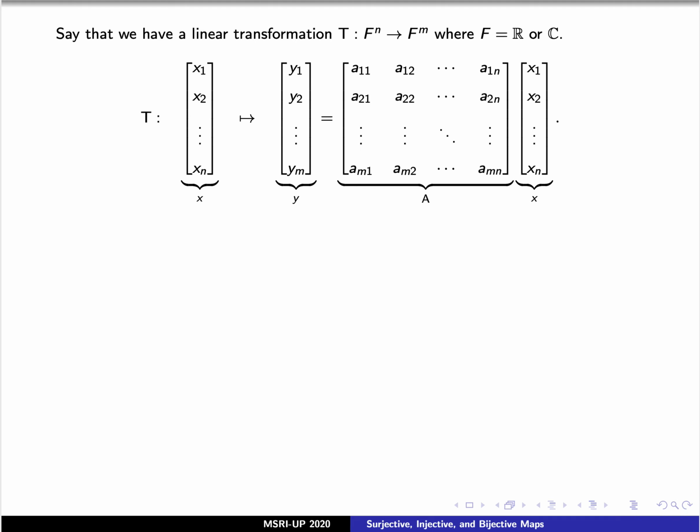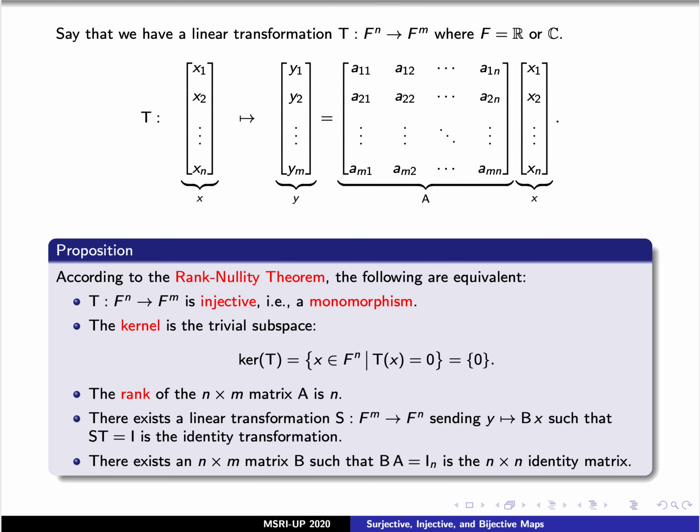Here we may start with an n-dimensional vector x and end with an m-dimensional vector y, where y is simply A times x for some m by n matrix A. We'd like to ask the question, when do we know that such a linear transformation is injective? Well, using the rank nullity theorem, we can actually prove that such a linear transformation is injective if and only if the kernel is the trivial subspace. This happens if and only if the rank of our matrix is n. N in this case would be the number of columns.